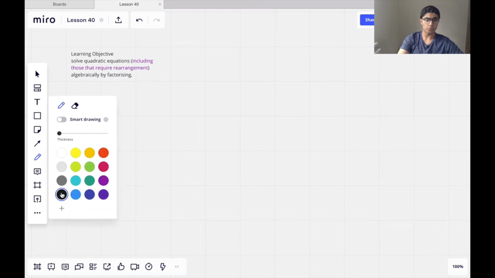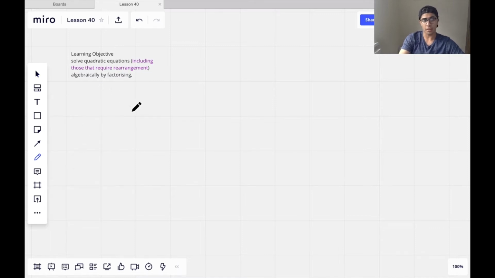So if we have a quadratic, for example, x squared plus 12x plus 27 equals 0, the first thing we need to do to solve this equation is to factorize the left-hand side. So pause the video and give this a go, just as a way to remember.